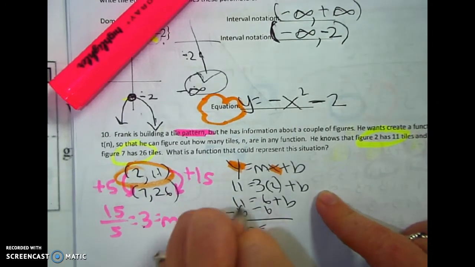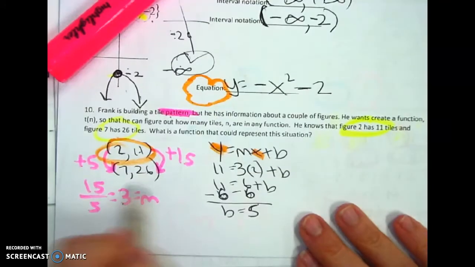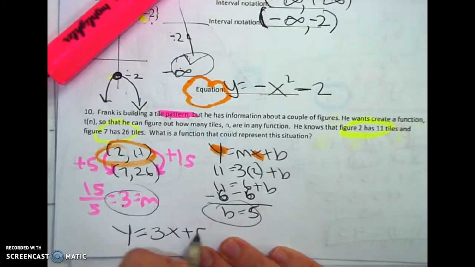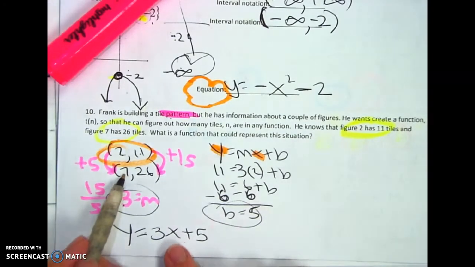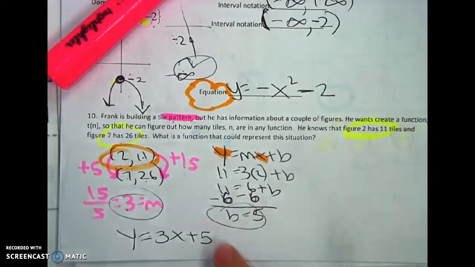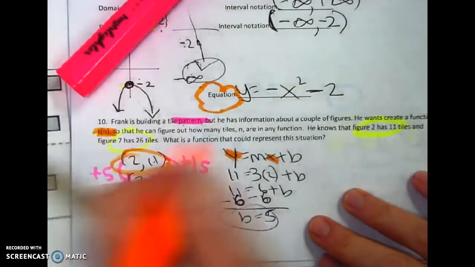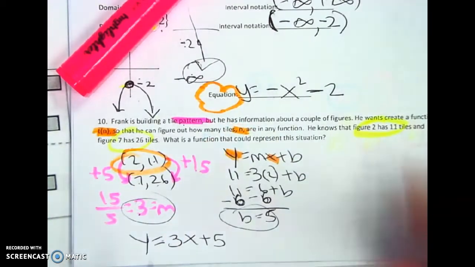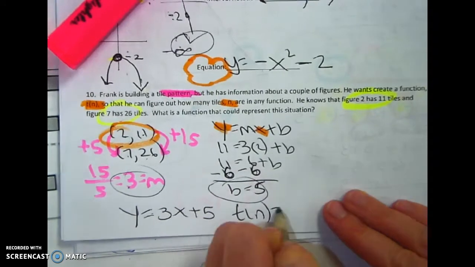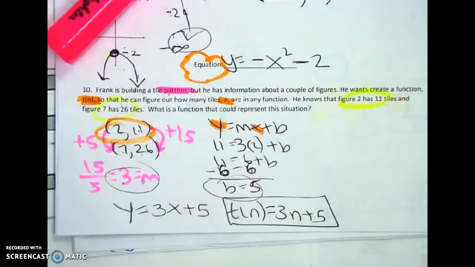B equals, that's a 6, by the way. I know it's confusing with the b. B equals 5. I have my m, I have my b. Y equals 3x plus 5. I can check it real quick. 3 times 7 is 21, plus 5 is 26. Now I have to be careful though, because they asked me to use t of n and n. So y equals 3x plus 5 is not going to work. It needs to be t of n equals 3n plus 5.